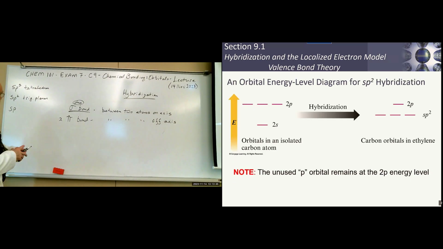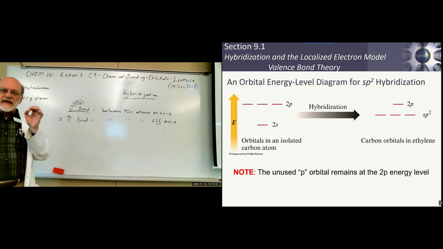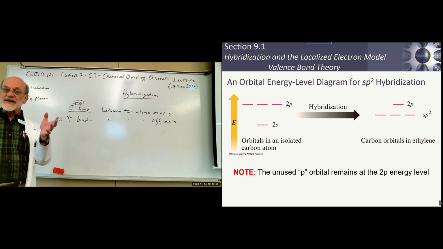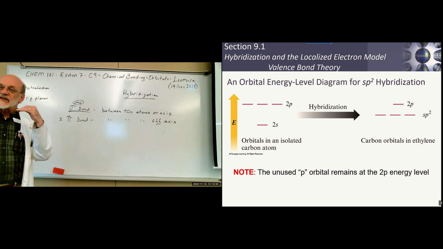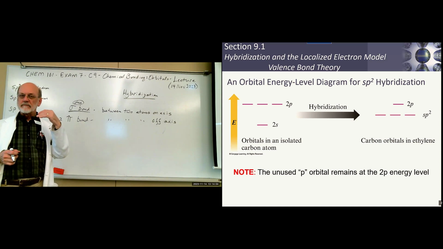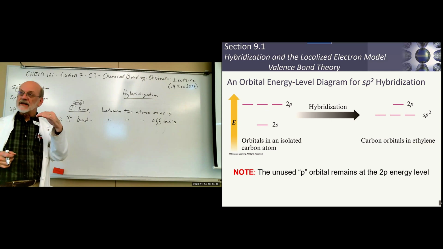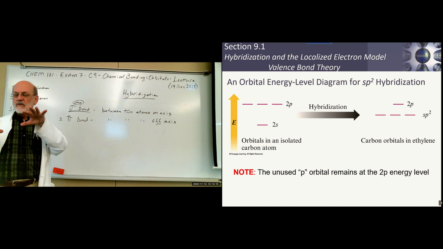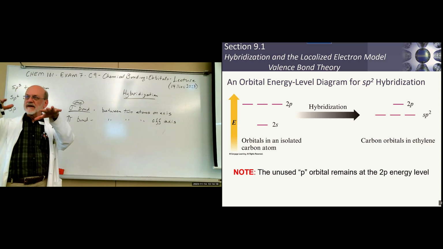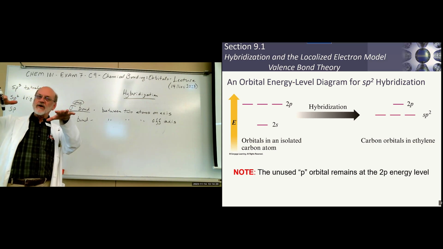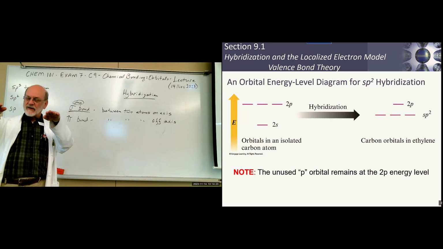Now, we're not finished looking at the sp2. When we hybridize the sp2, we get one of the two p orbitals left over. It's at exactly the same energy as its original p orbital, but the sp2 is at a lower energy level. In fact, it's lower than the sp3, because now it has one s and only two p's. If you just do the averaging, there's more s character than p, so it brings the level down.